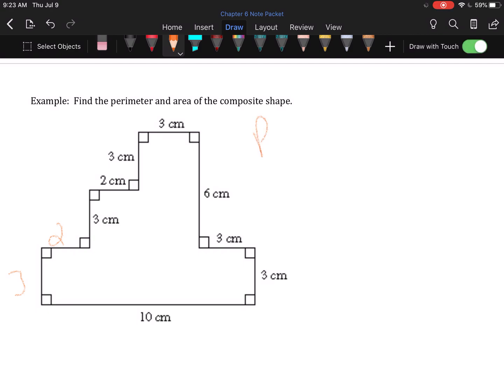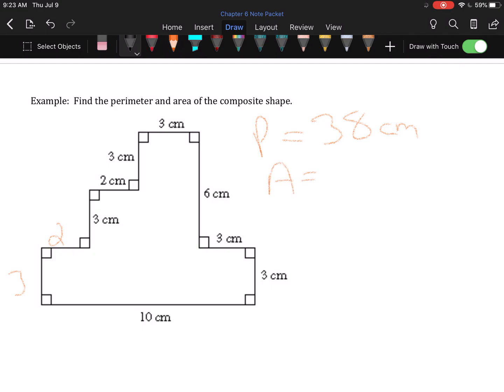So perimeter, we just literally go around and add all these up. So pick some place that's easy to remember for starting. I like the bottom. That's 10. And I'm going to go around counterclockwise. So I'm going to go plus 3, plus 3, plus 6, plus 3, plus 3, plus 2, plus 3, plus 2, plus 3. I'm putting this in a calculator. And the perimeter of this shape is 38 centimeters.